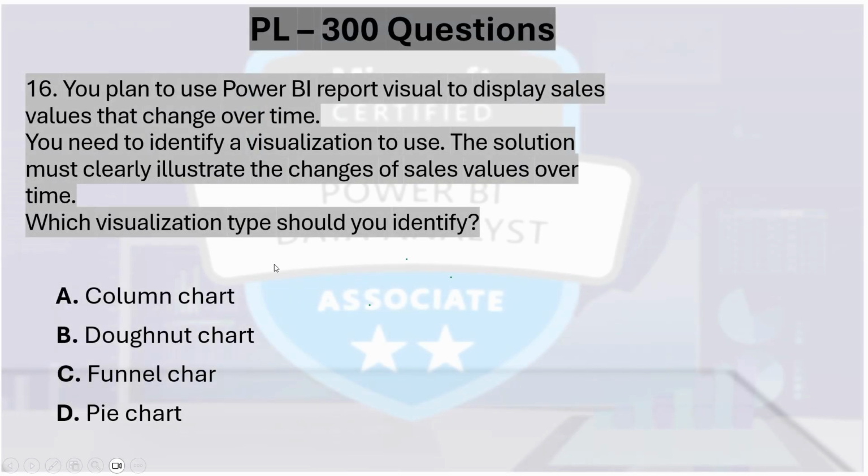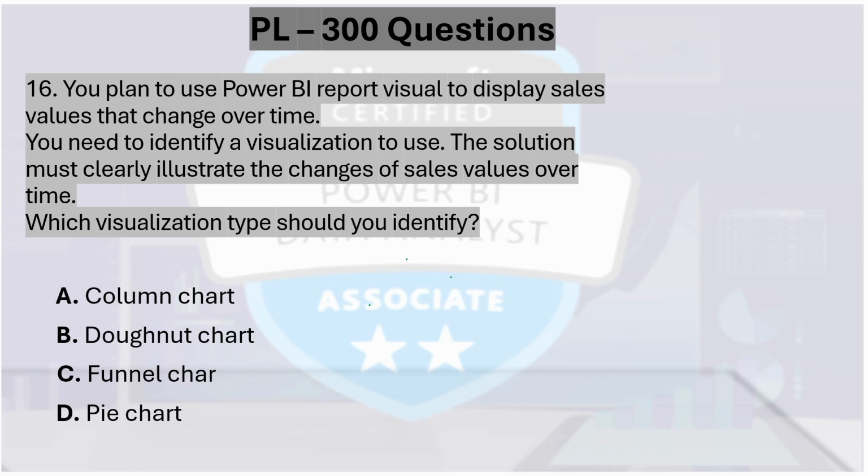Now question number 16: if you plan to use the Power BI report visual to display the sales value that changes over time, you need to identify a visual to use. The solution must clearly illustrate the changes of the sales value over time. Which visualization type should you identify? So now you have the Power BI visual report display the changes over time. You need to identify the visualization. The solution must clearly illustrate the changes of the sales.